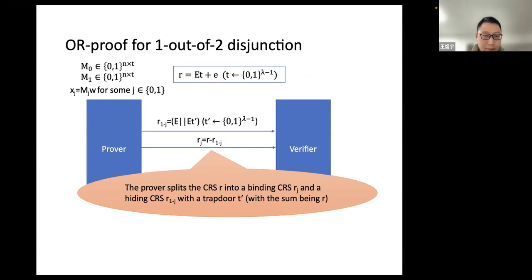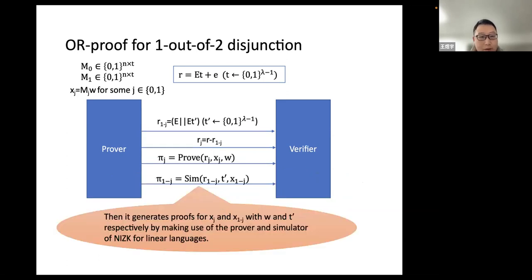And to generate the proof, the prover first splits the original CRS R into a binding CRS Rj and a hiding CRS R1 minus J, such that the sum of these 2 CRS is equal to the original one. And the trapdoor of the hiding CRS is T prime. Then the prover generates the proofs for Xj and X1 minus J with W and T prime respectively by making use of the prover and the simulator of the NIZK for the linear languages we talked about before.